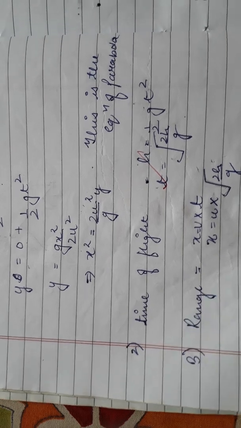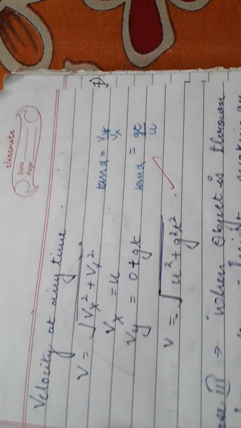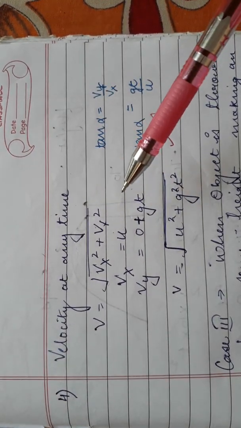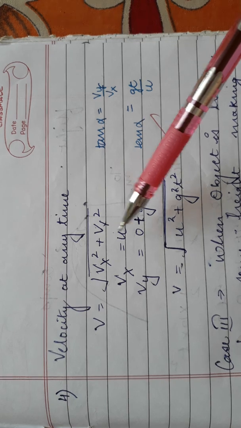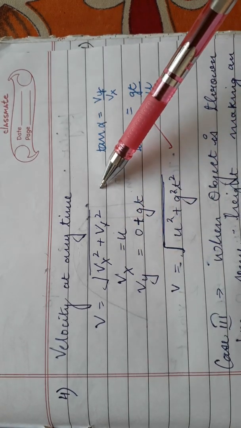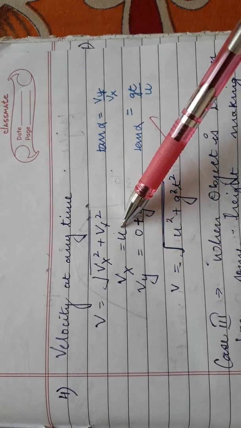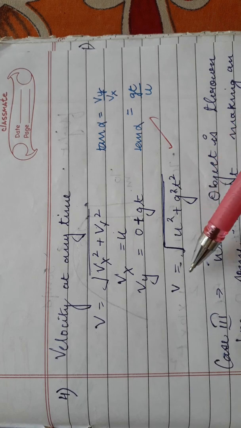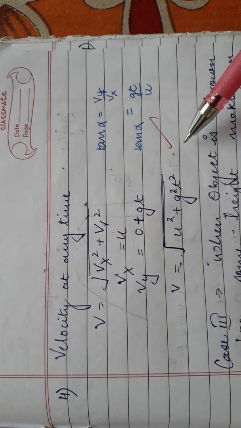Now the next case is velocity at an instant. Since there are two velocities, one in horizontal direction and second in vertical direction, so resultant velocity v is equal to under root vx square plus vy square. So vx is equal to u, okay, and vy is equal to 0 plus gt. So v is equal to under root u square plus g square t square.